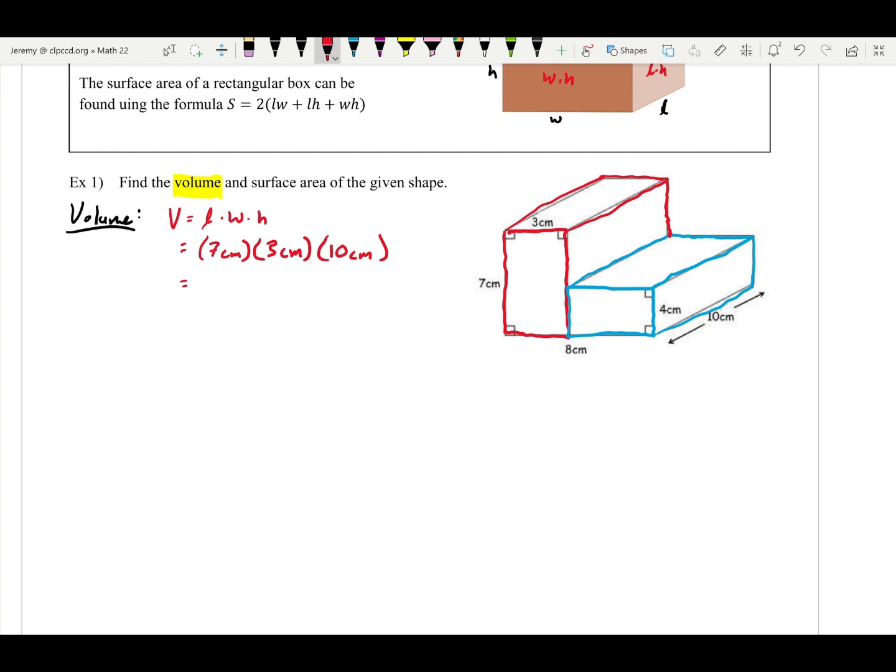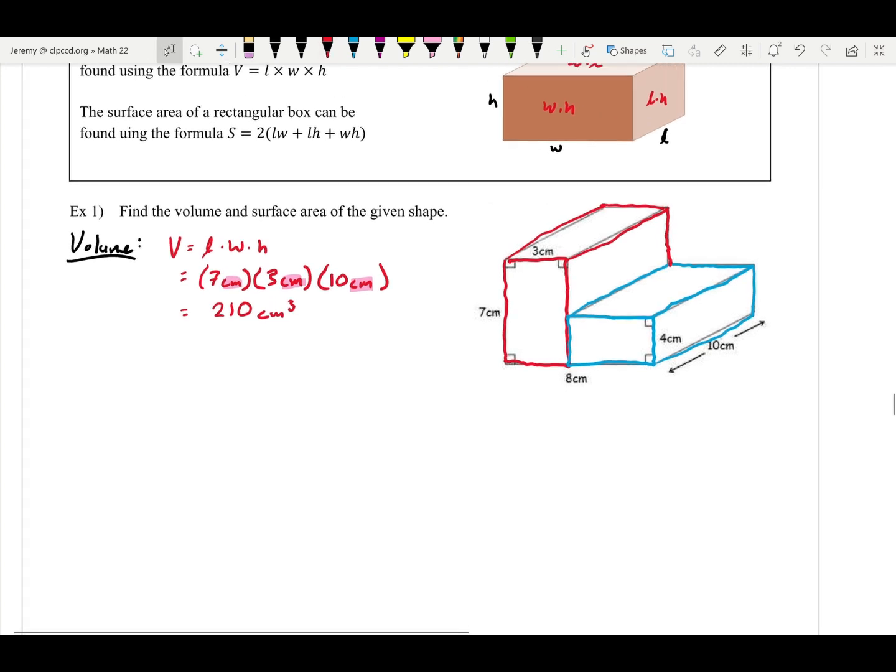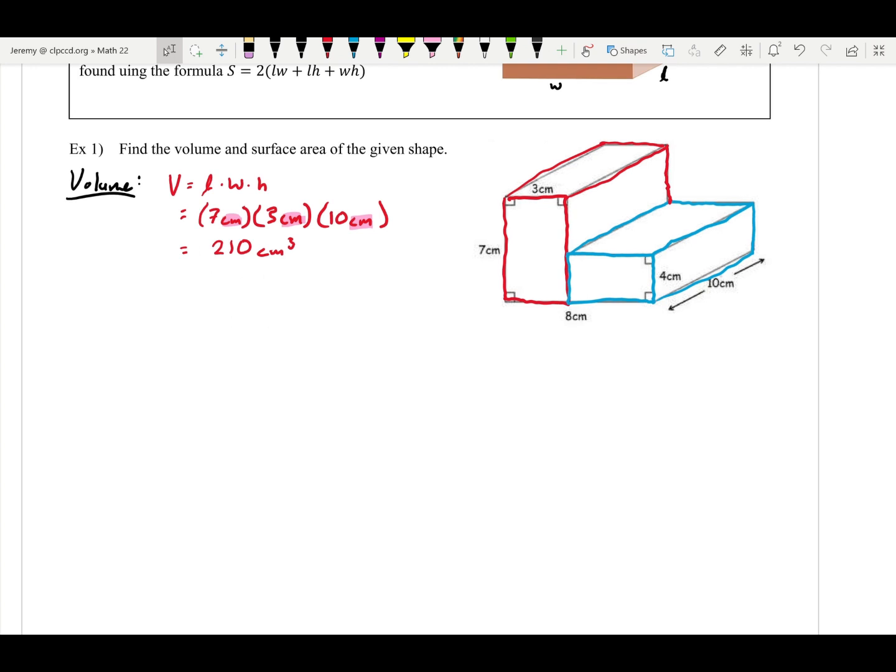Multiplying these together, I get 210. And what are the units going to be here? I deliberately listed these units here. Centimeters, centimeters, centimeters. Multiplying all three of those together, I'm going to get centimeters cubed. So there are those cubic units that we are expecting since we are finding a volume here. Okay, so that is the volume of that red box. Let's do the blue box now.